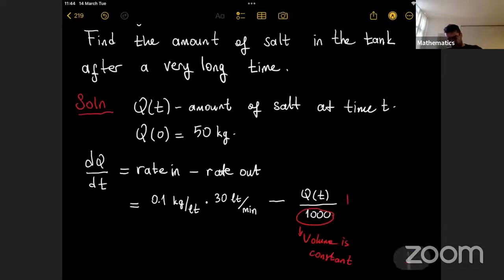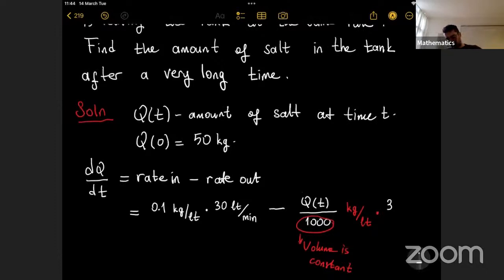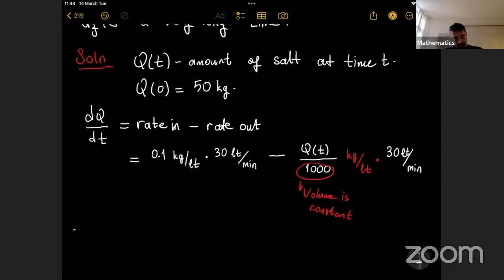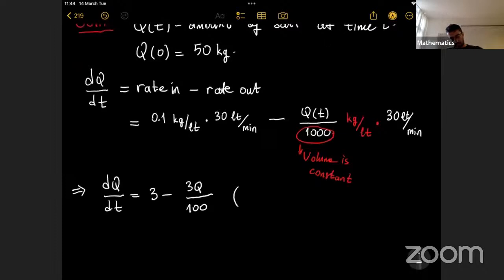Times. So this is kilogram per liter, times, it flows out at the same rate, so it's going to be 30 liters per minute. Well, basically we get, let's write in a simple form, dq over dt is equal to 3 minus 3q over 100. Okay. So this is a first order linear differential equation. It's not 1000, 30 over 1000, 3 over 100, okay? So we cancel out the zero.